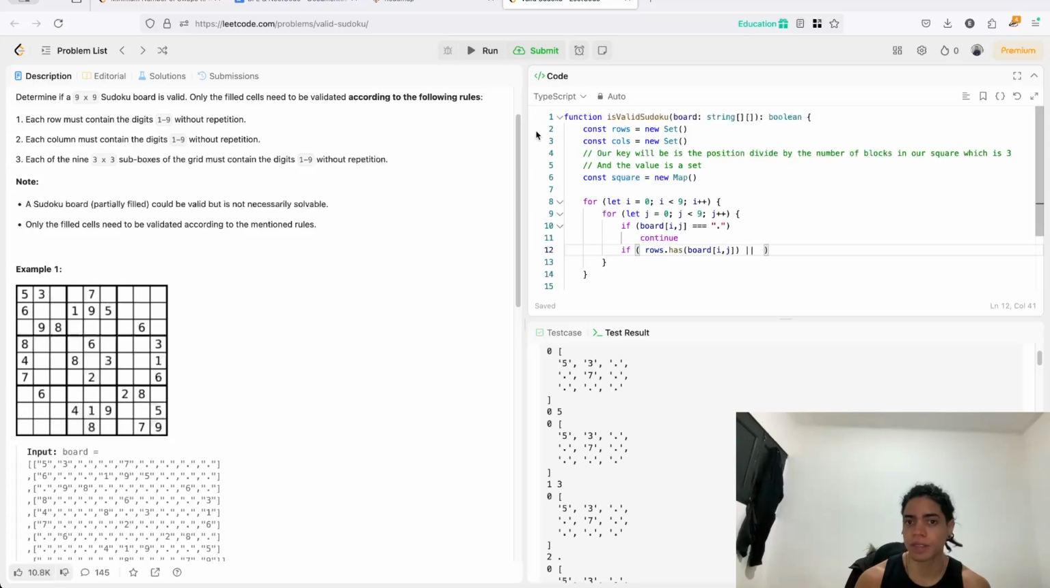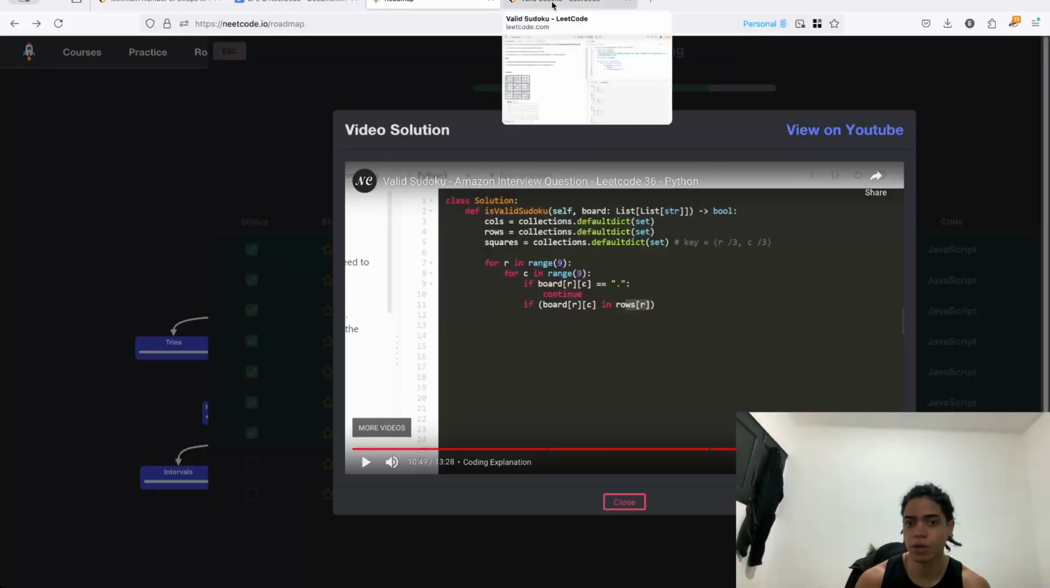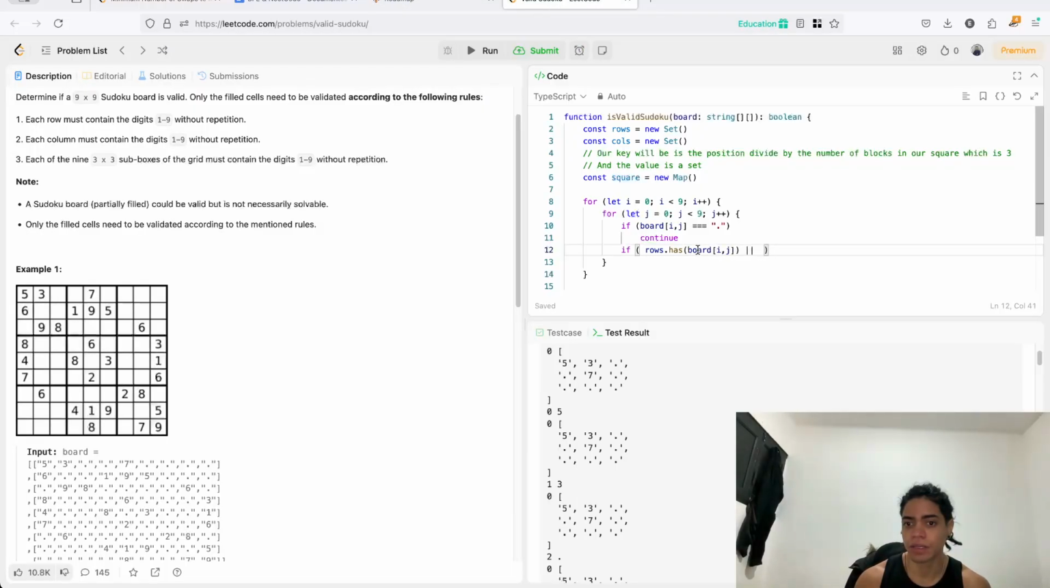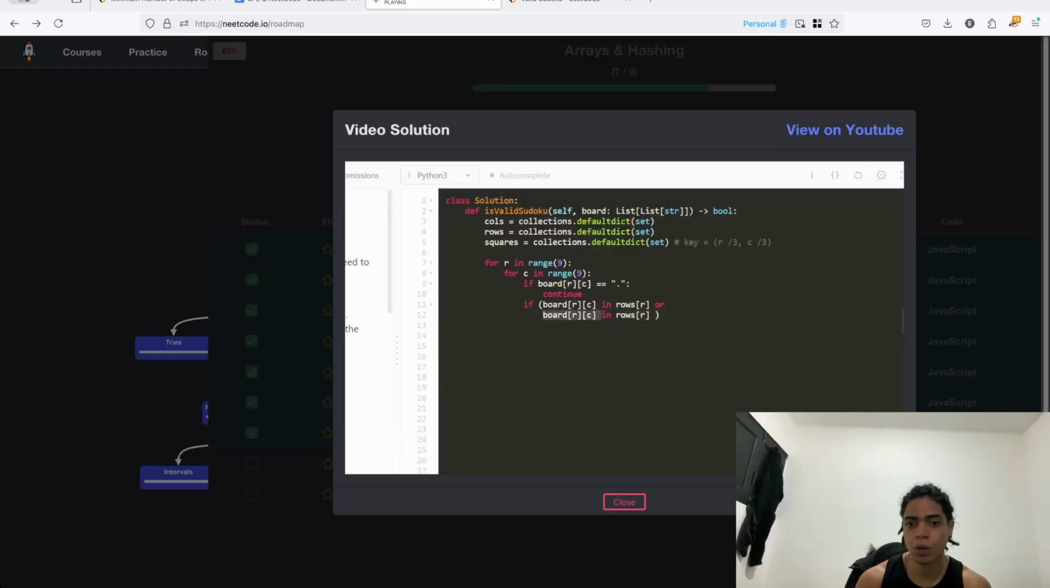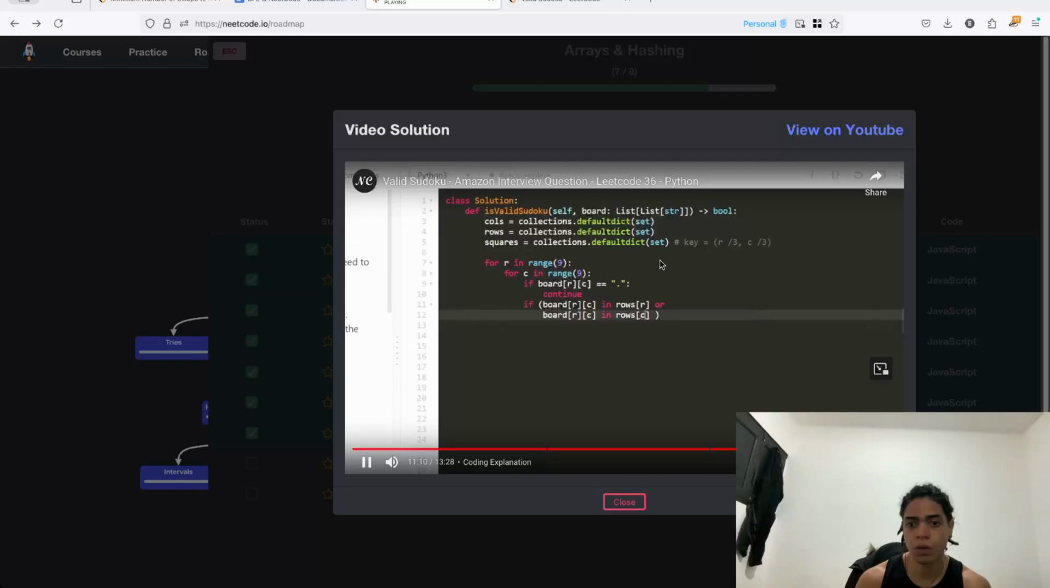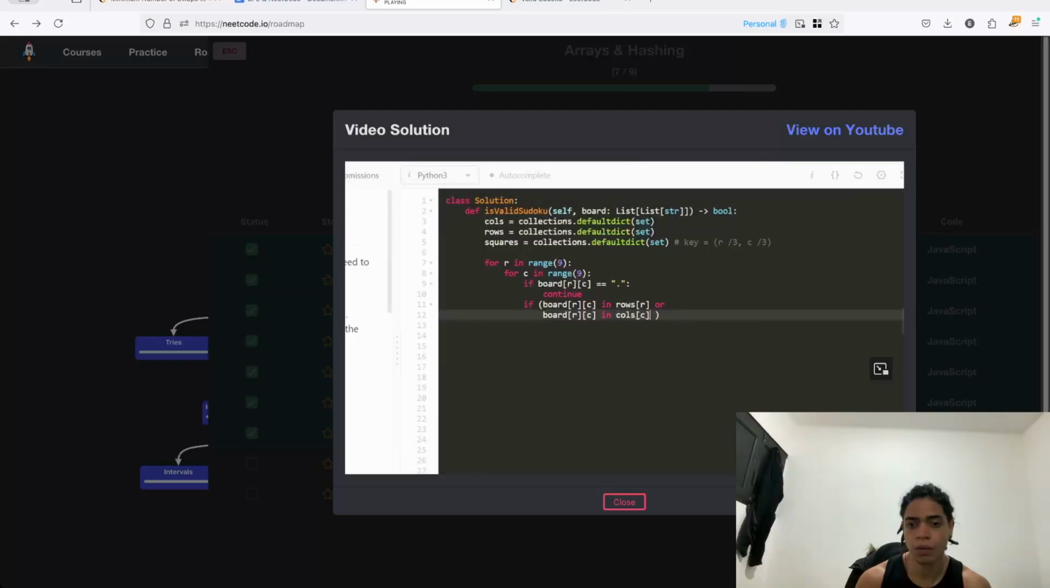Exactly. Here we're saying, hey, does this value exist in our row? If this current number that we're at is already inside the current row, meaning we've already seen this value before in the current row that we're in, that means it's a duplicate, in which case we can return false. But that's not it. Basically, the exact same thing is going to be true if this value has already occurred in the same column before. So we're going to change this to columns at the current column that we're at.